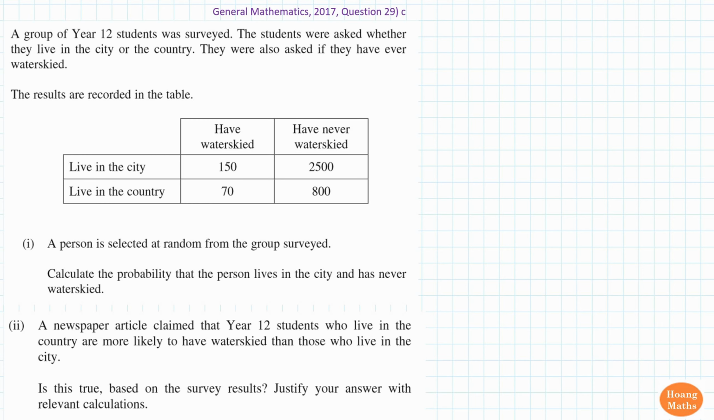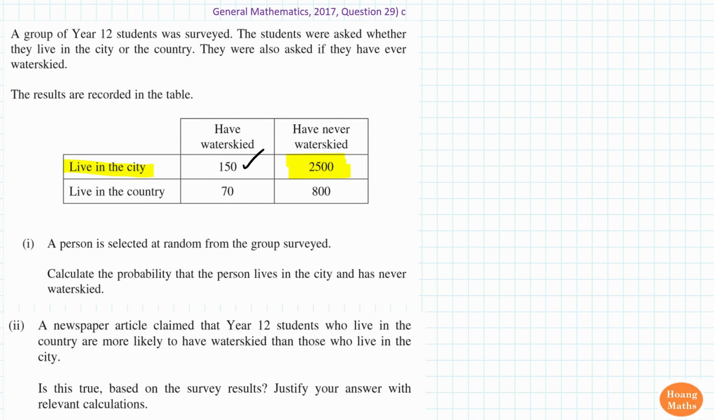Part 1. A person is selected at random from the group surveyed. Calculate the probability that the person lives in a city and has never water skied. So this means that we need to focus on the person who lives in a city and has never water skied. That is 2,500 over the total number of people surveyed.